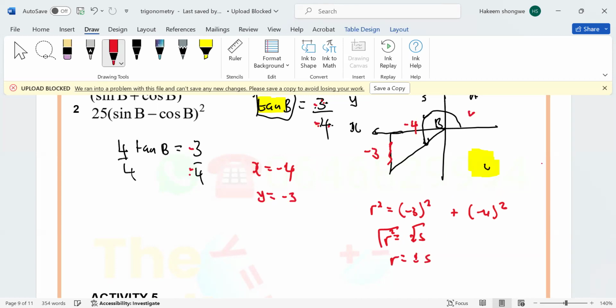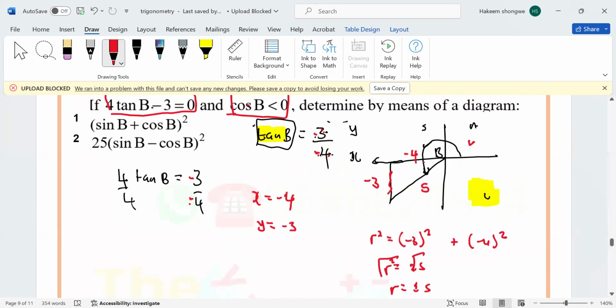Now we're talking about R. Am I going to take the positive or the negative here? R is always positive, okay? The radius is always going to be positive. Then we update our diagram. Now that our diagram is complete, we're going to do exactly what we did from example number 1.